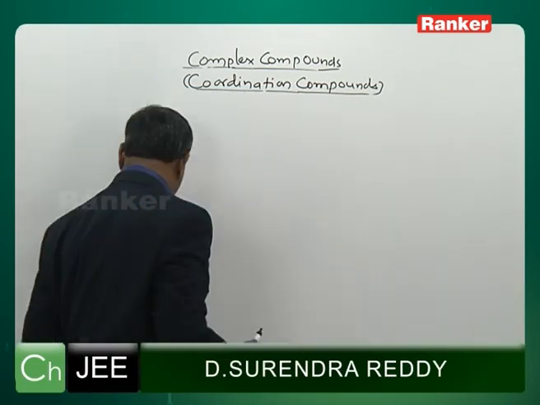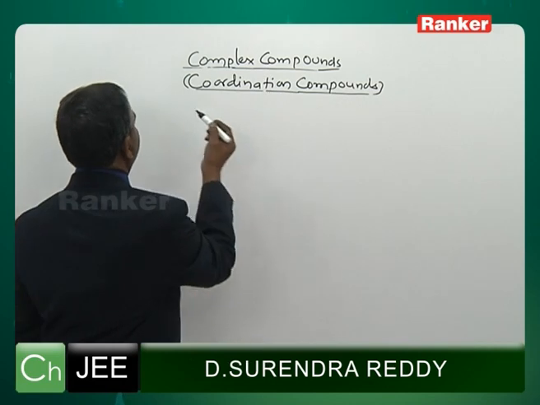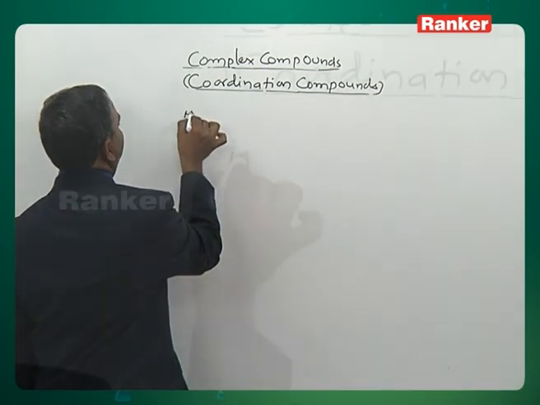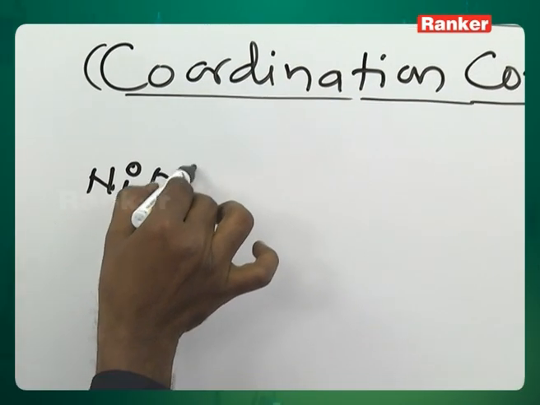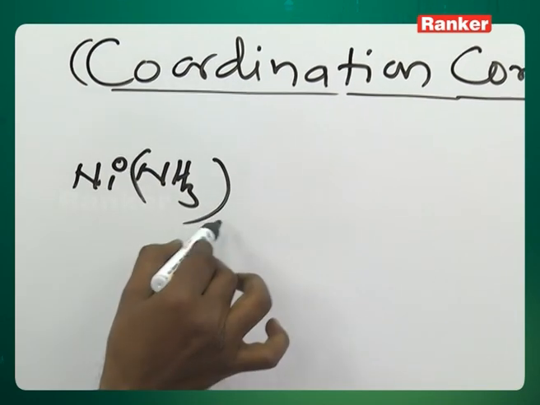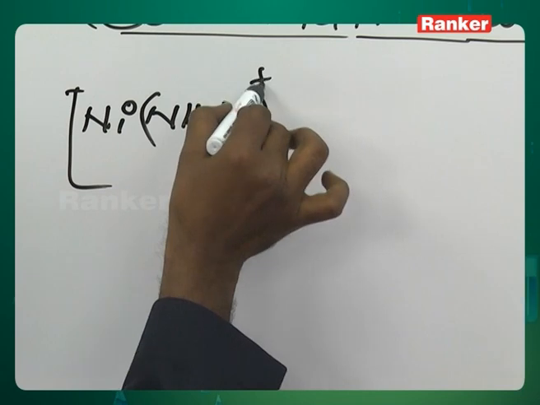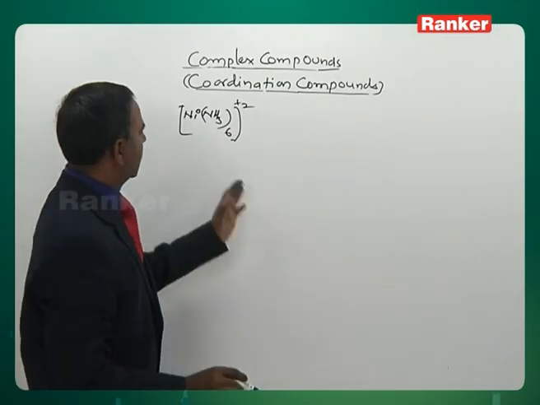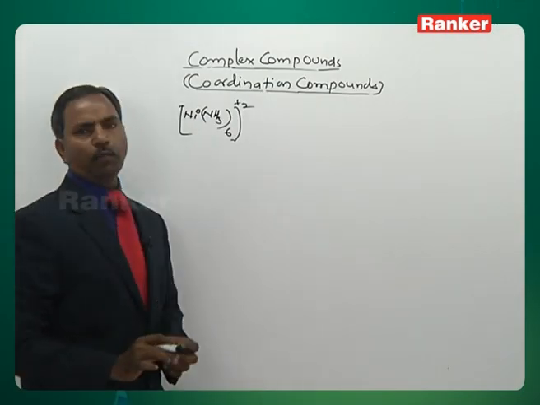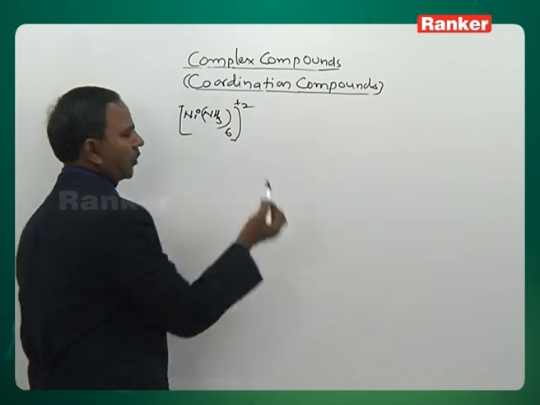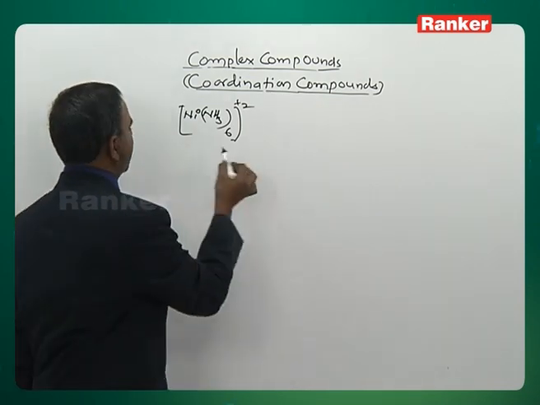Some more applications under CFT. Let us see now a complex, nickel NH3 taken 6, plus 2 complex. So this particular nickel plus 2 complex is there. Let us follow the steps.